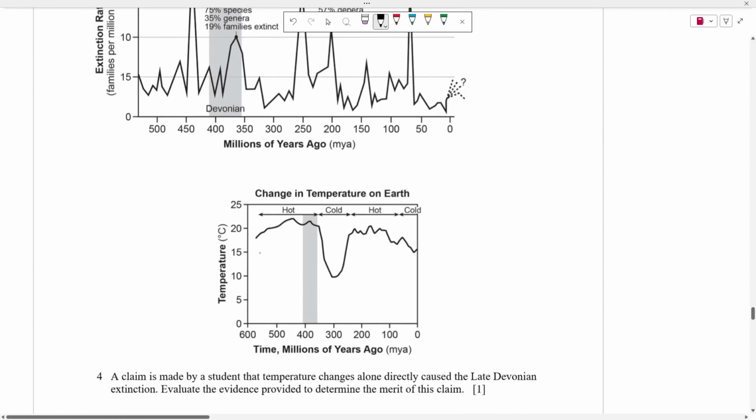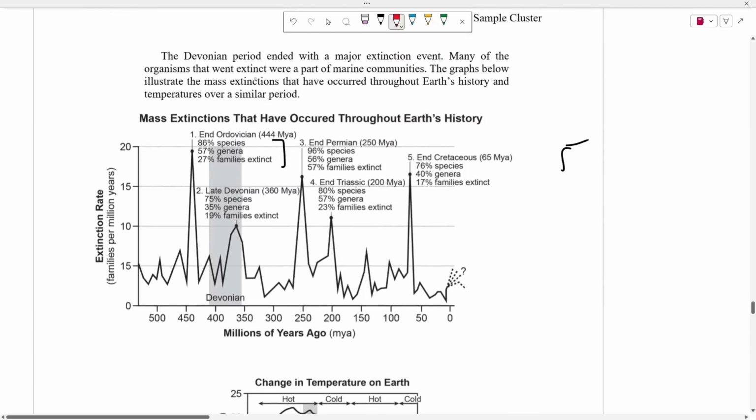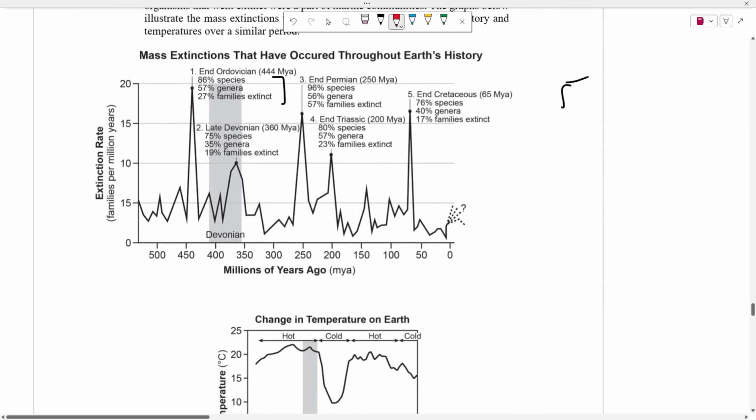Okay, and here we have the change in climate or temperature over time. So let's see if we can find any trend between the temperature and the extinction events. So we see how this first extinction event occurred around 460 million years ago.